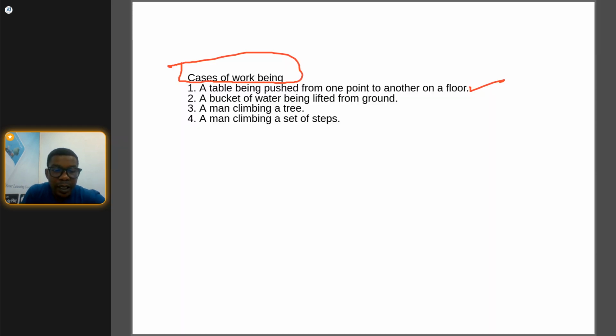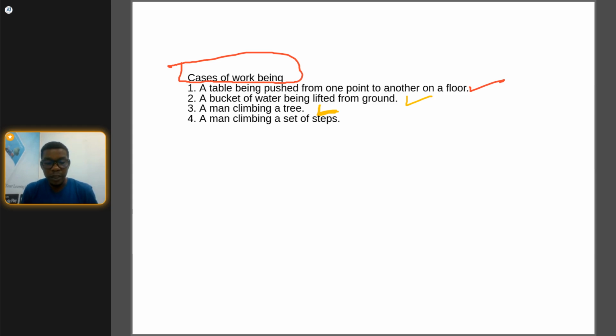Another one is a bucket of water being lifted from the ground. So when you lift up a bucket of water, you have performed work because the bucket was on the ground and you applied force to carry it. And when you carry it, the bucket was moving in the direction of the force you applied, and it was moved from the ground to the space where you are holding it. At that level, you are holding it. So that's an example of what? Work done.